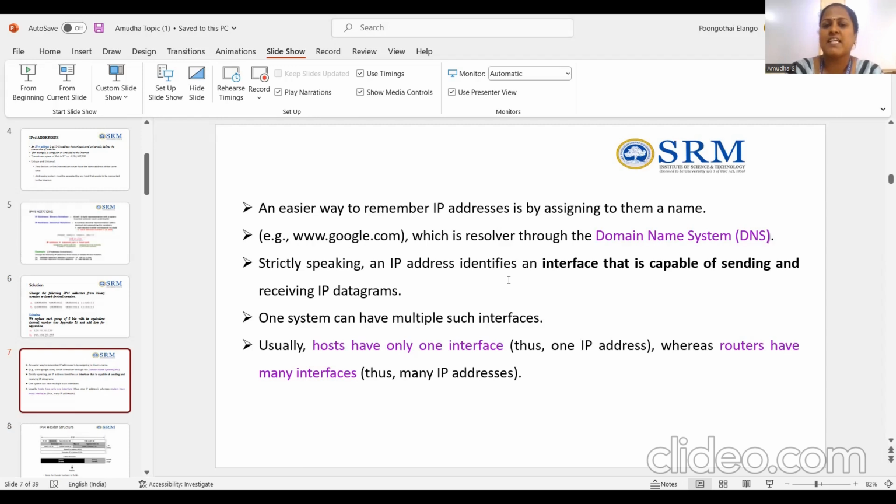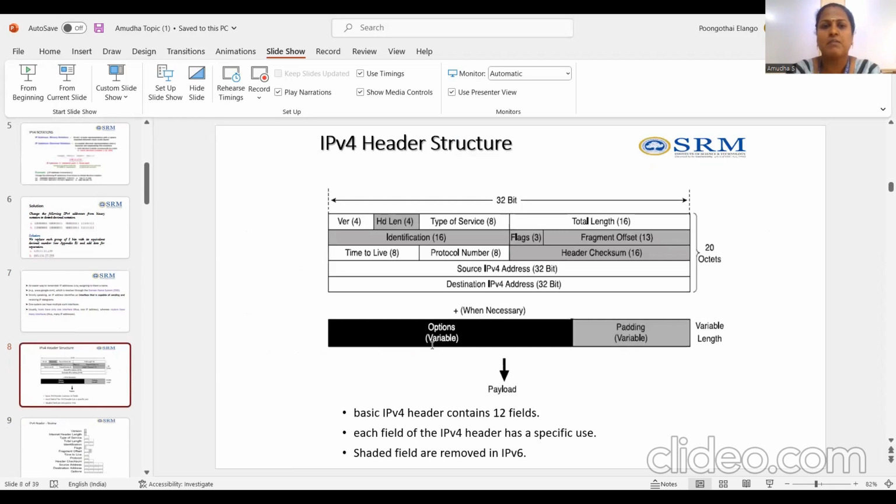The IP address identifies the interface which is capable of sending and receiving IP datagram packets. Each host has only one interface, whereas a router in a network has multiple interfaces. The IPv4 address has a header structure like this. The 32-bit data is divided into several parts: version, header length, type of service, total length, identification, etc.